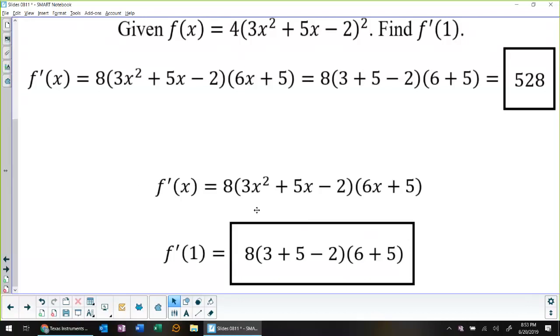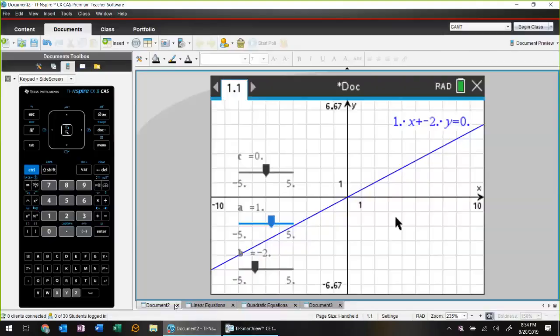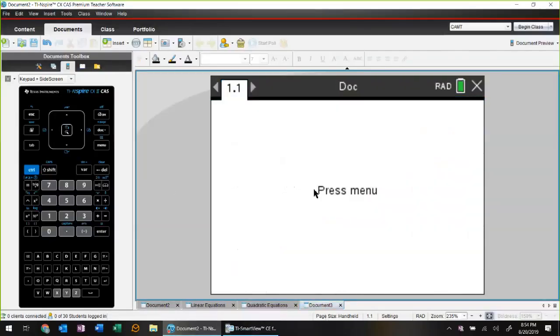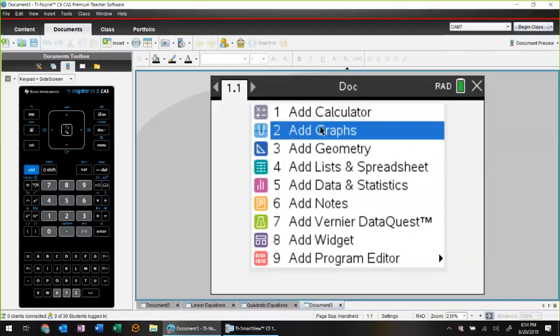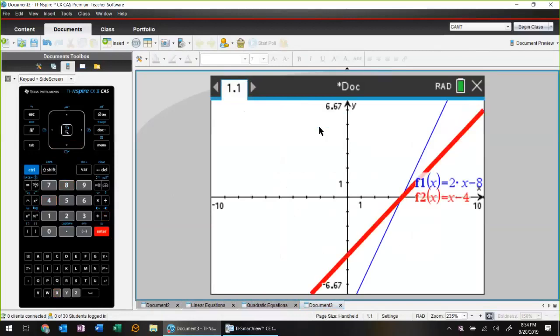So one place that I like to emphasize precise notation is when I teach rational expressions. So f of x is equal to 2x minus 8 over x minus 4. What I'd like to do really quickly is show how I like to connect this idea of the rational expression to a ratio table using a new feature on the Nspire. So I'm just going to start in a new document and open up a graphs page. I'm going to graph the numerator, 2x minus 8, the denominator, x minus 4, and then I'm going to change my window.